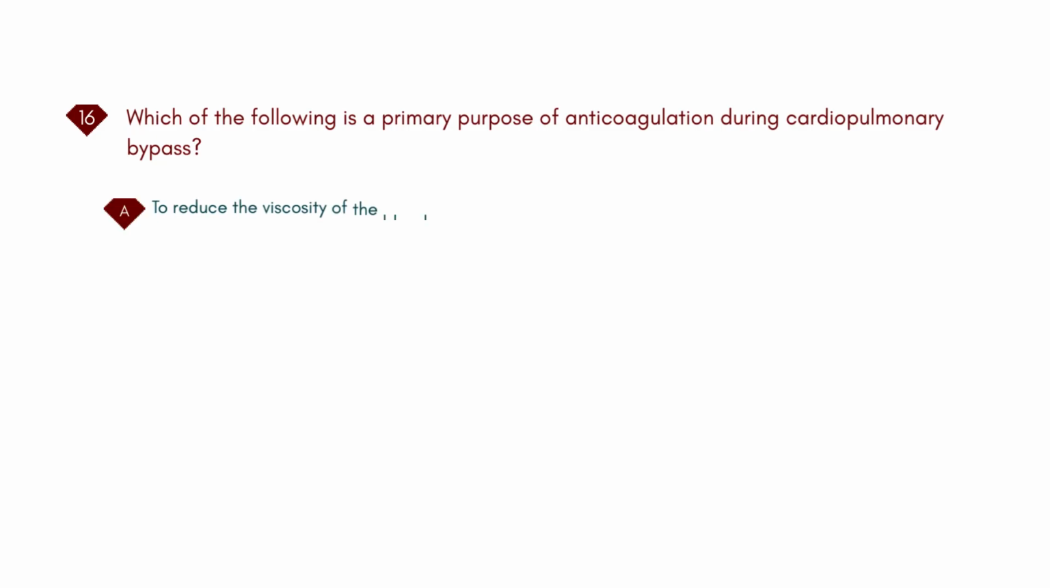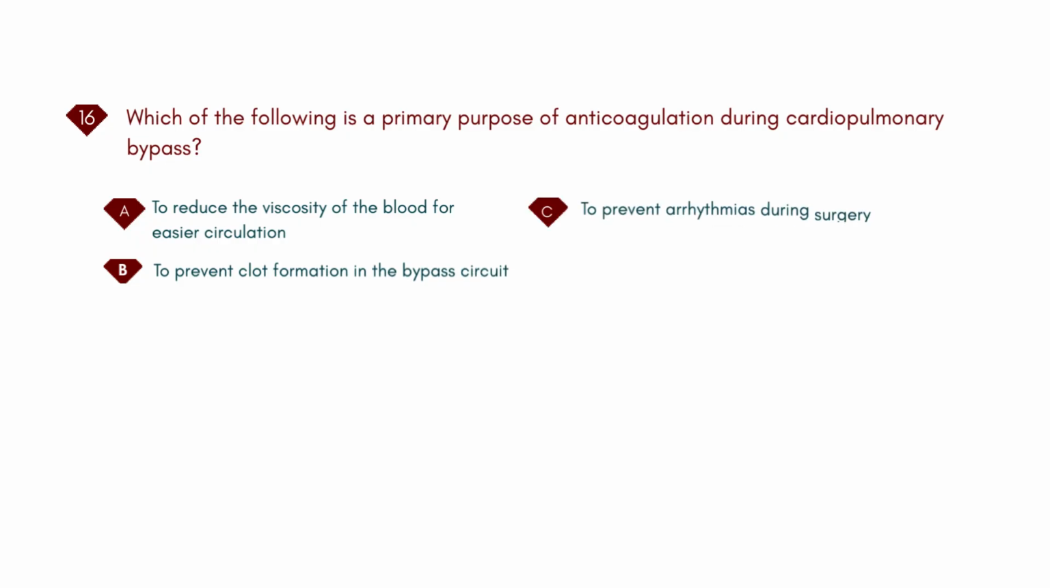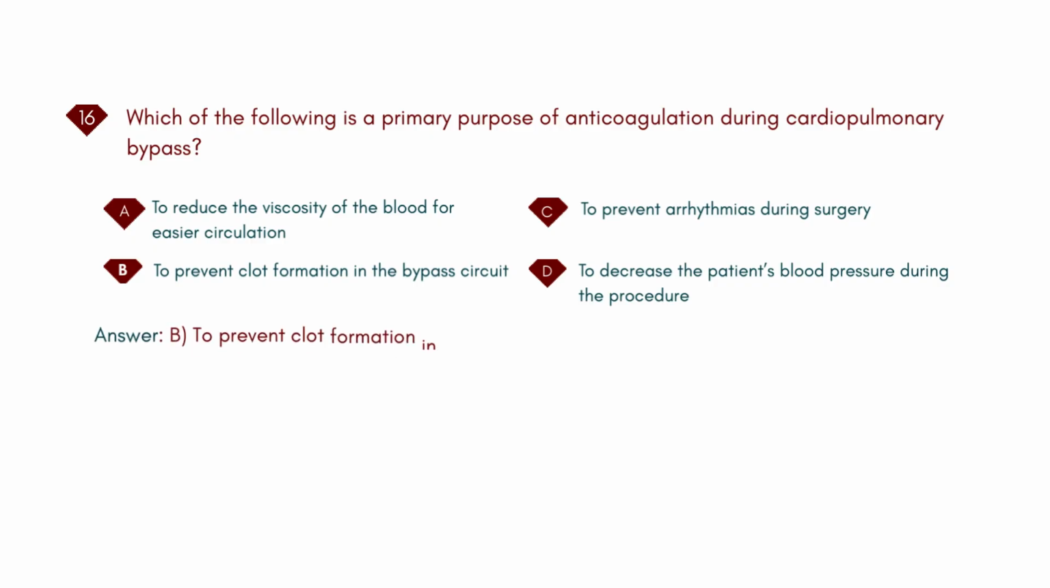Which of the following is a primary purpose of anticoagulation during cardiopulmonary bypass? A. To reduce the viscosity of the blood for easier circulation. B. To prevent clot formation in the bypass circuit. C. To prevent arrhythmias during surgery. D. To decrease the patient's blood pressure during the procedure. Answer: B. To prevent clot formation in the bypass circuit.